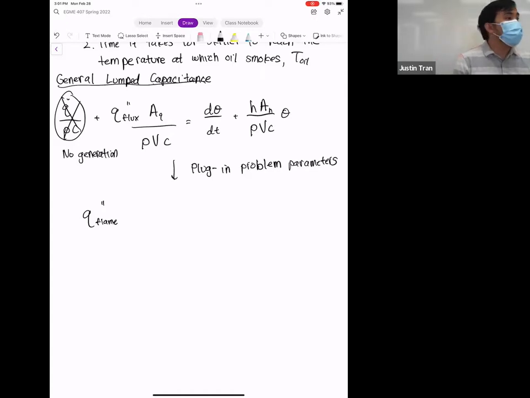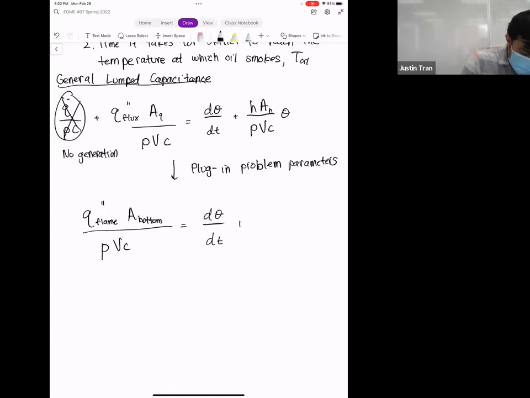And then the area at which the flame is acting, or the area which the flame is actually using to heat the pan, is the bottom of the pan, right? And so we're going to multiply this by A bottom. And this is all divided by rho VC, which is all known. Okay. The unsteady derivative is still there as before, okay?